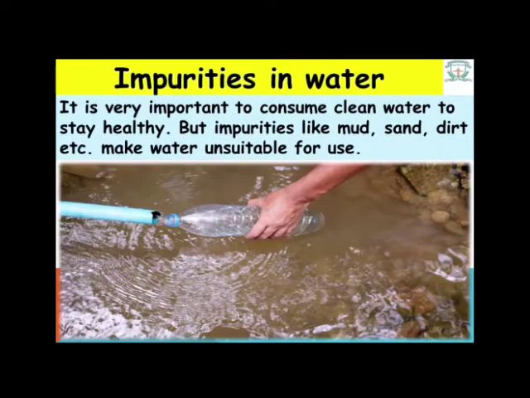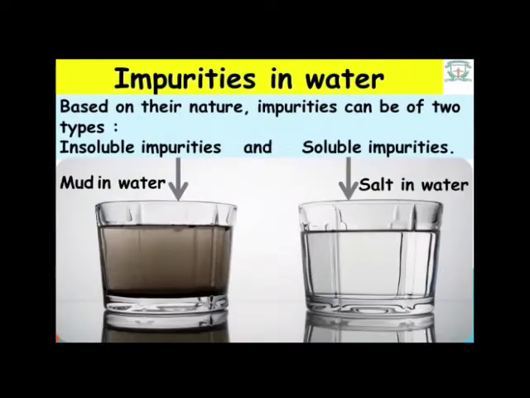Impurities in water. It is very important to consume clean water to stay healthy. But impurities like mud, sand, dirt, etc. make water unsuitable for use. Based on their nature, impurities can be of two types. They are insoluble impurities and soluble impurities.